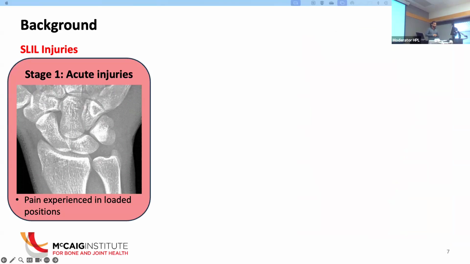So in these stage 1 injuries, the hallmark of these injuries is pain in load-bearing positions, particularly when the wrist is in extension and you apply a load to it. The typical complaint is pain with performing simple tasks like doing push-ups or pushing open doors. But the etiology of this pain is not well understood. During this stage of injury, there are no abnormalities that can be seen on radiographs.